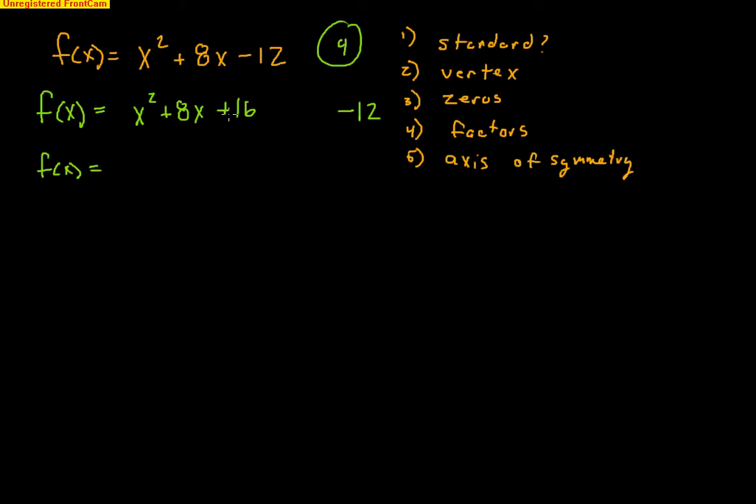Now, the problem is that I added 16. I can't just add 16, because that's obviously going to change the function. But as long as I also subtract 16 at the same time, again, I'm on the same side. So if I add 16, I also have to subtract 16 to the same side. So I'm essentially adding 0. I'm adding 16, but I'm subtracting 16 at the same time. So technically I'm doing nothing, but it needs to be done.